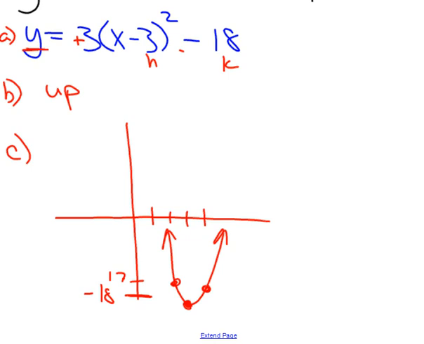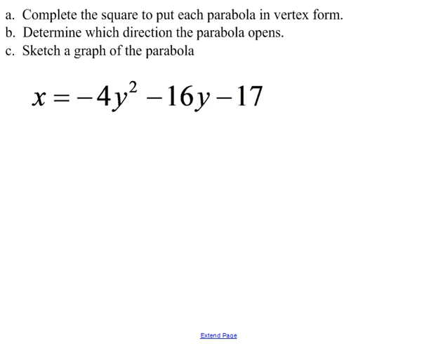All right, last one. If you think you've got it, pause the video and try this problem on your own. If you don't, watch me do this one with me.